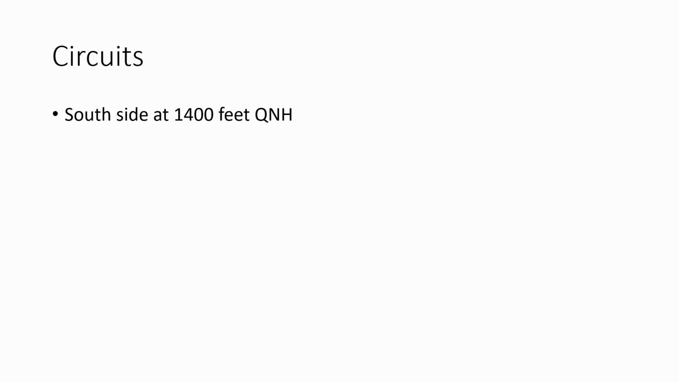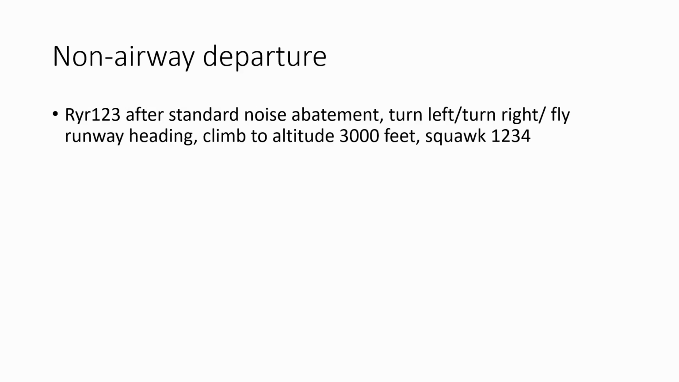Okay, circuits at Stansted. The circuits are south side at 1,400 feet QNH, or 1,000 feet QFE. There's not much else to say. So if it's a runway 22 departure, then it's left-hand visual circuits because the aircraft's turning left. If it's a runway 04 departure, then it's right-hand visual circuits because the aircraft's turning right every time.